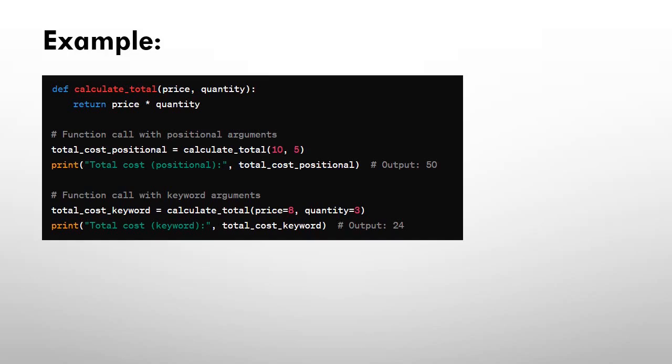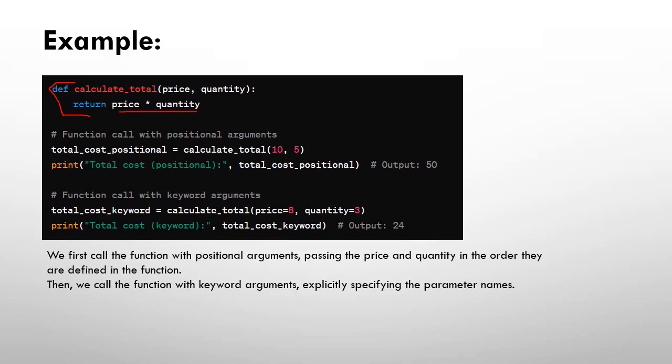Now we will see an example on positional and keyword arguments. Here we have defined a function calculate total that returns the product of the two variables price and quantity. We first call the function with positional arguments, passing price and quantity in the order they are defined in the function. So, value 10 will be held by variable price and value 5 will be held by variable quantity. In this way, a function is called with positional arguments.